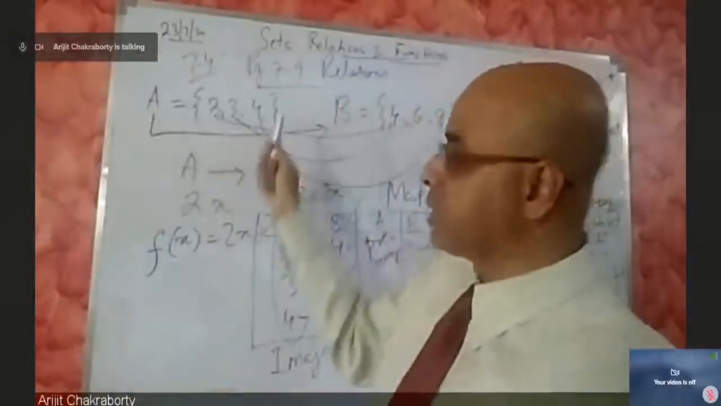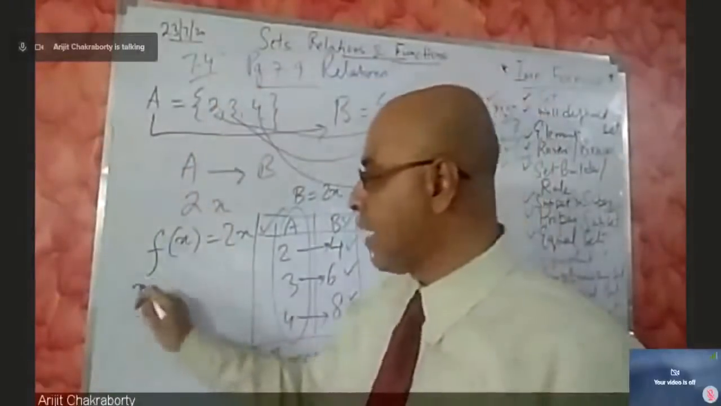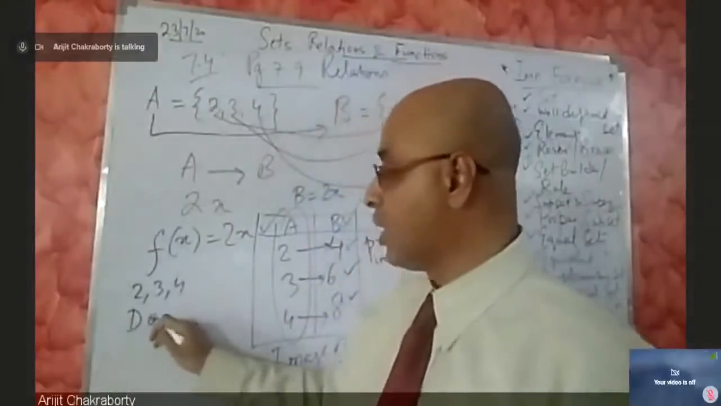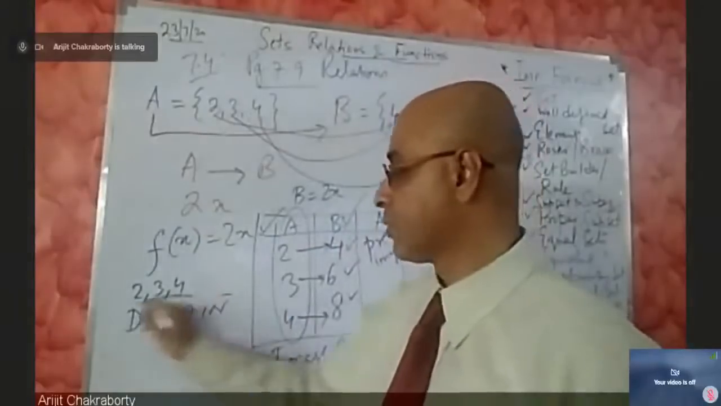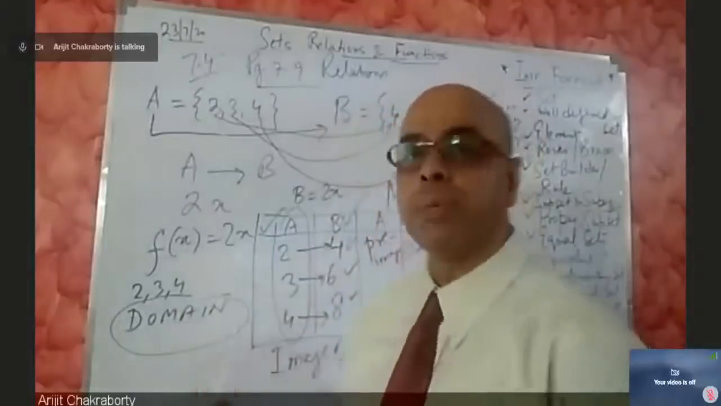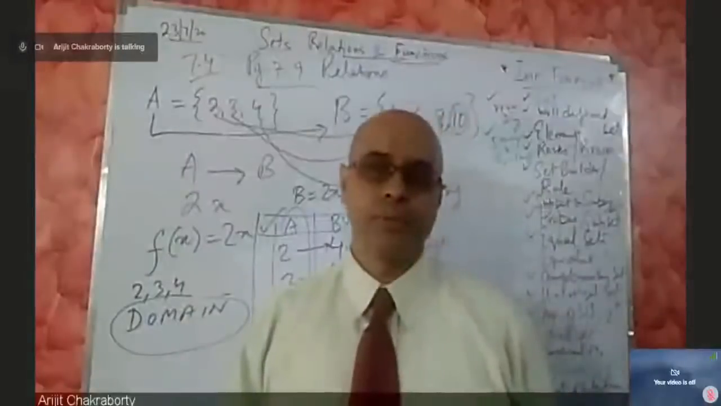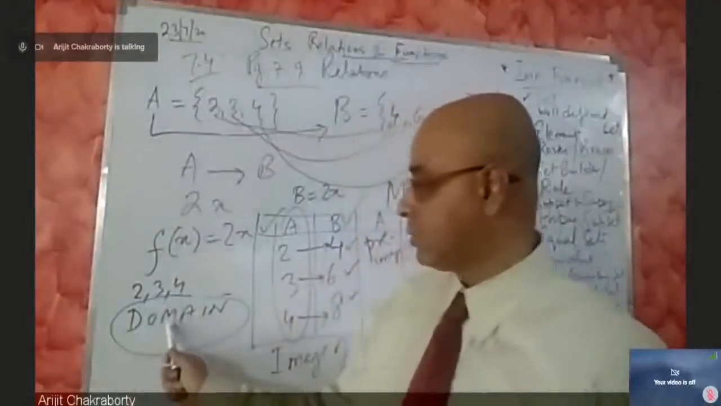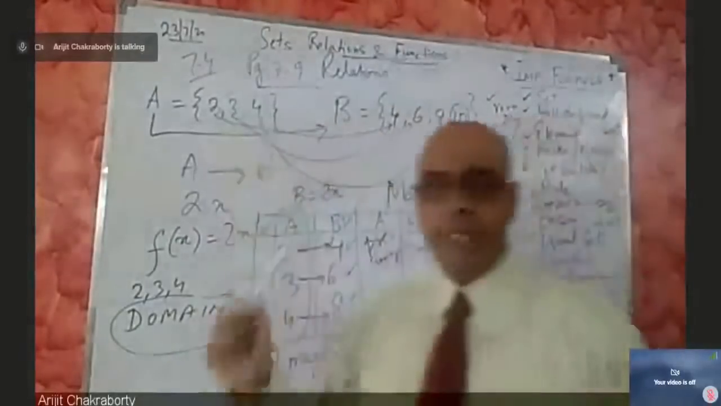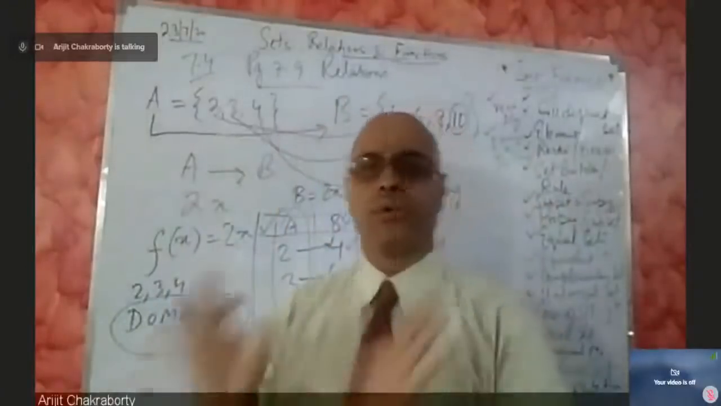These numbers which you see here, 2, 3 and 4, are also known as the domain of the function. Domain means the possible values which x can take. Please note, domain. Domain means the possible range of values which x can take. In this example, 3 values, 2, 3 and 4. Fine.